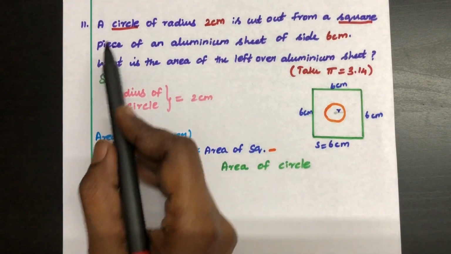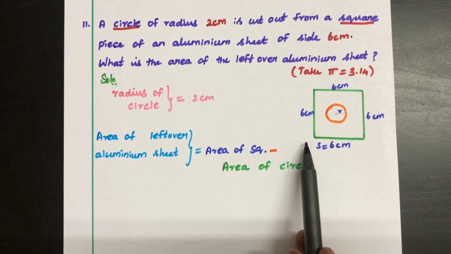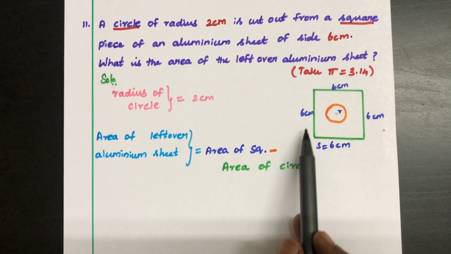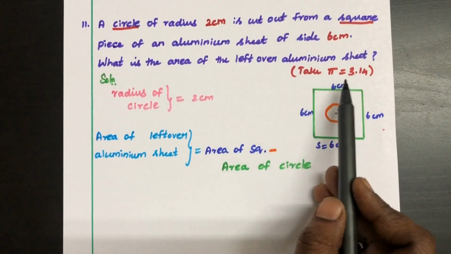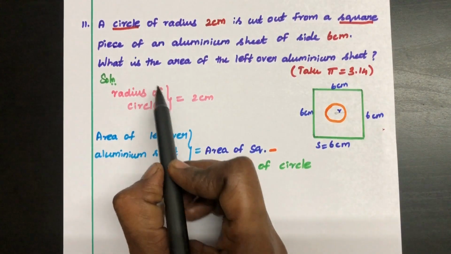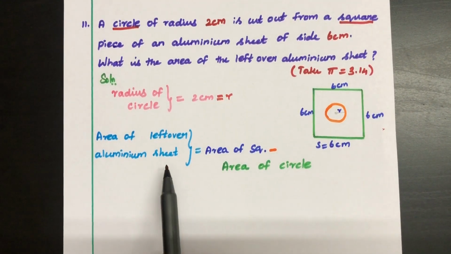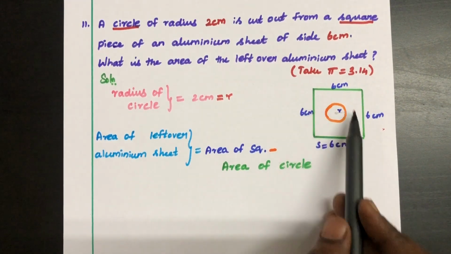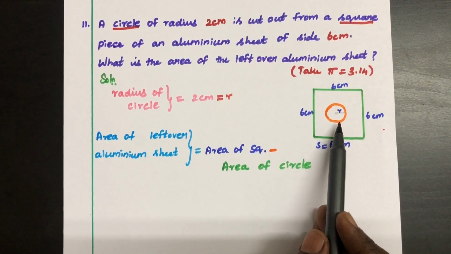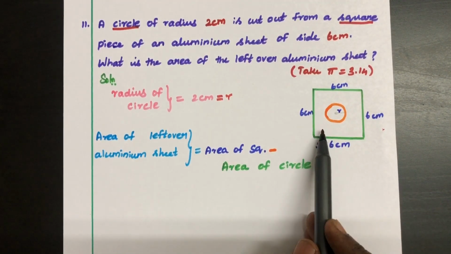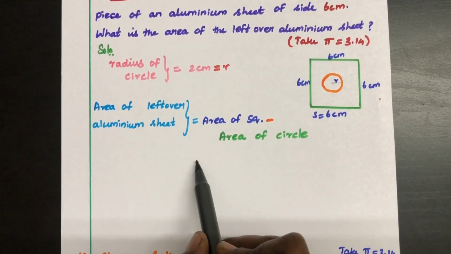11th question. A circle of radius 2 centimeter is cut out from a square piece of an aluminium sheet of side 6 centimeter. What is the area of the leftover aluminium sheet? It's very easy, right? Take pi as 3.14. Now, the radius of the circle is 2 centimeter. How do we find the area of the leftover aluminium sheet? We need to find the area of both the square and the circle. If we subtract the area of the circle from the area of the square, we will get the remaining piece of aluminium sheet area. It's very easy.